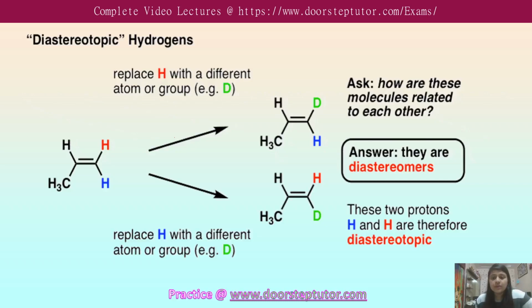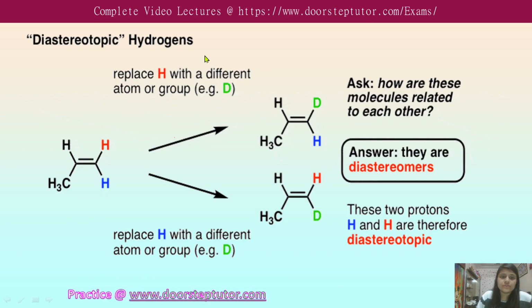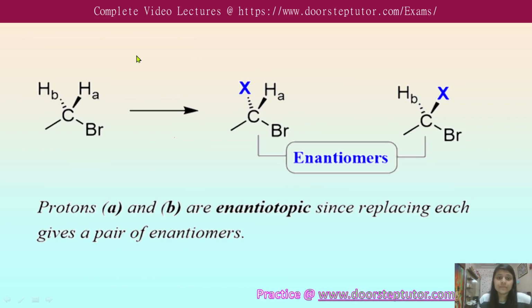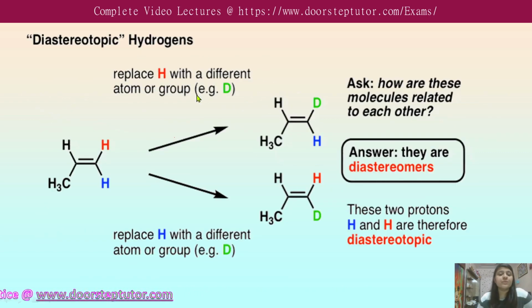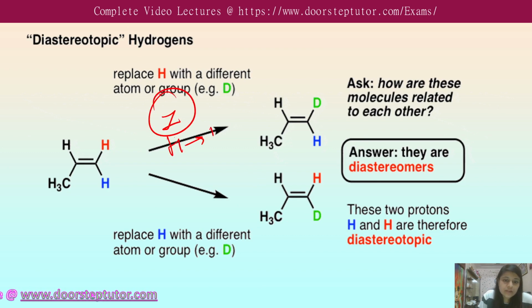So now we are going to learn about the diastereotopic hydrogens. Diastereotopic hydrogens means we have to find the relation between the two hydrogens, and when we replace the hydrogen with deuterium in the first reaction, we get this particular product. And if we replace the hydrogen with deuterium in the second reaction, we get this product.